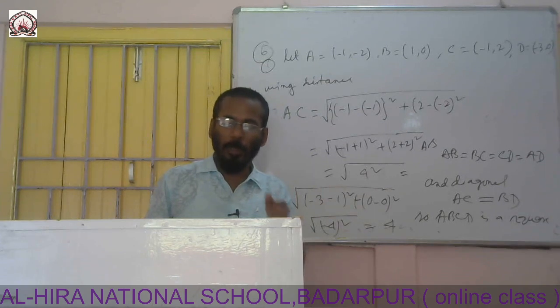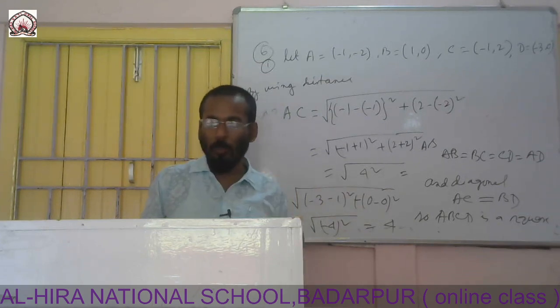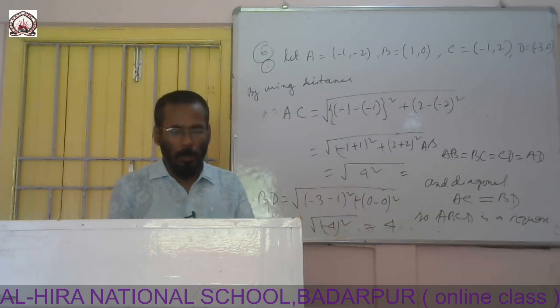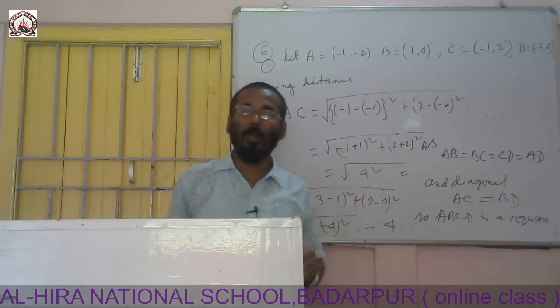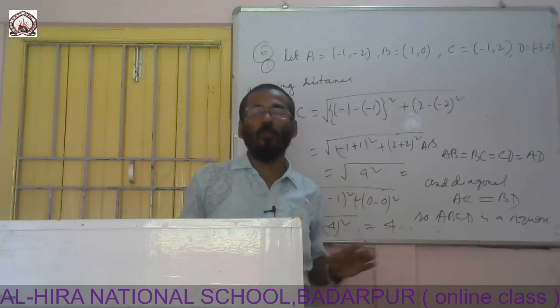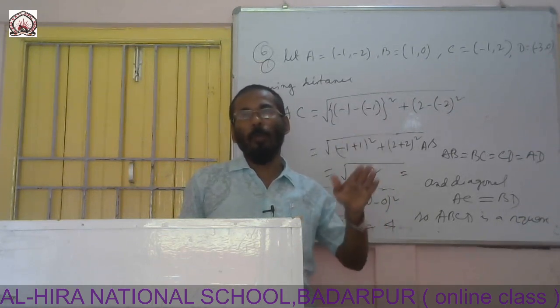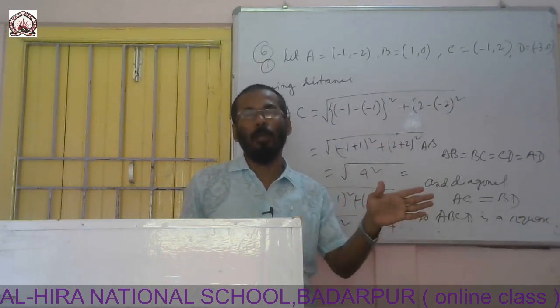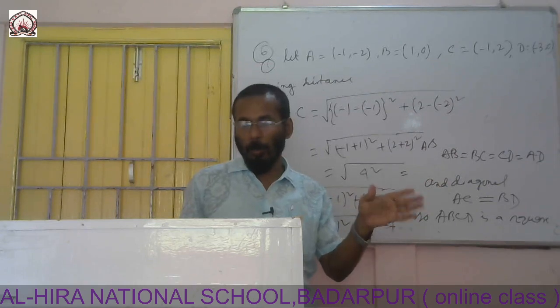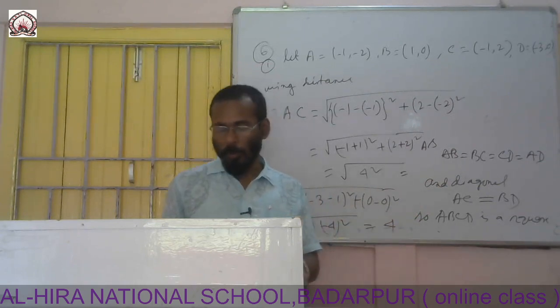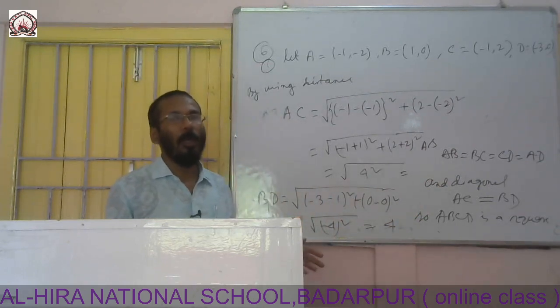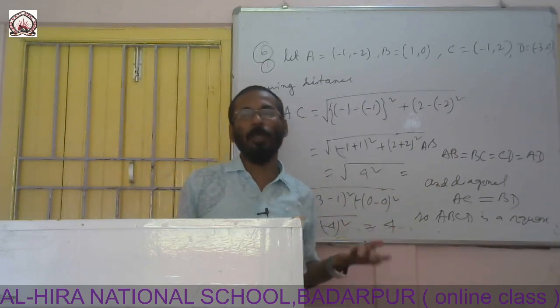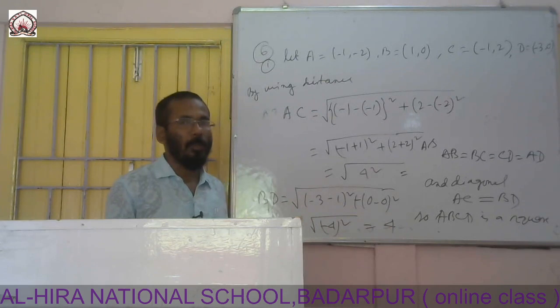Question number 2 will not be a quadrilateral, but question number 3 will be a quadrilateral, and I think it will be the shape of a parallelogram. In a parallelogram, opposite sides are equal, but diagonals will not be equal. So if diagonals are not equal and opposite sides are equal, then we can say that the quadrilateral is a parallelogram. These 2 and 3 you practice.